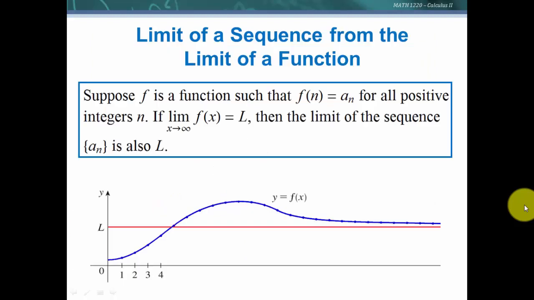Now, if we have a function such that if we looked at the function values for all integers and they equaled the sequence values, then if the limit as x approaches infinity of the function is L, the limit of the sequence is also L. And this should be fairly intuitive, because if we have this continuous function that is approaching L, then if we looked at just its integer values, they also would approach L. So this can be useful if we have a sequence that we can express as a continuous function that has those integer values, and if we can find the limit of the function, we've also got the limit of the sequence.